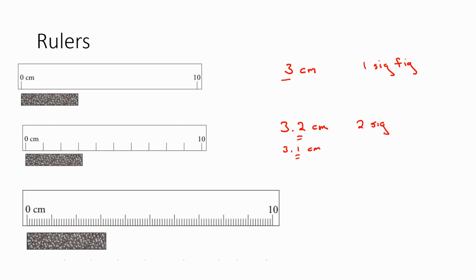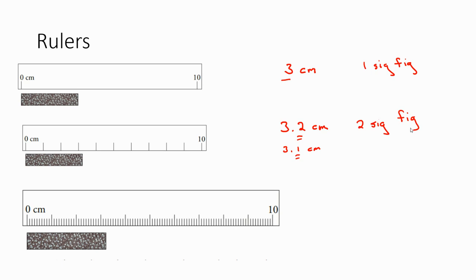So even when I have an estimated digit and a certain digit, both are considered to be significant digits. This is a higher quality instrument, so I get a higher quality measurement and I have more significant figures. The third ruler is even better. There's not just a mark between each centimeter. There's actually a mark for every millimeter on this ruler. I still believe that this is between 3.2 and 3.3 or 3 and 4 centimeters.